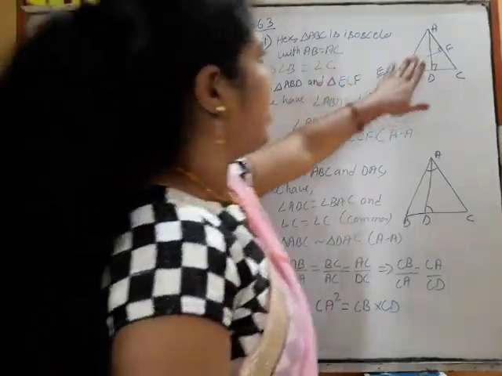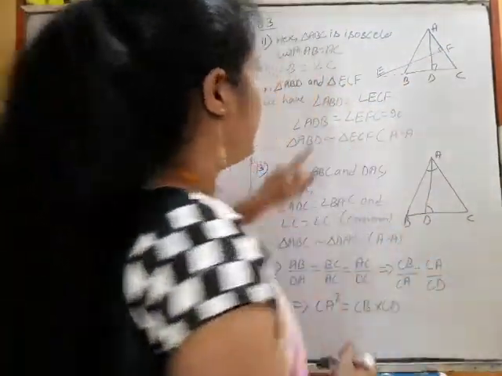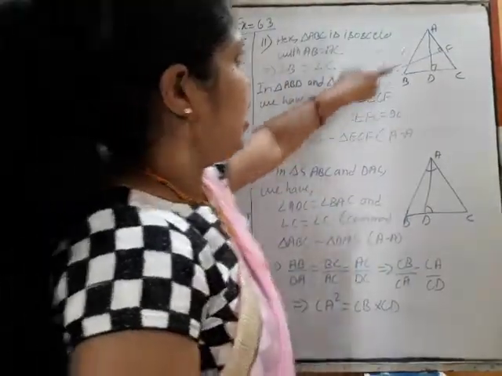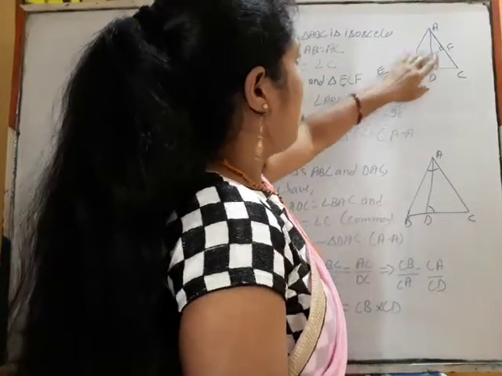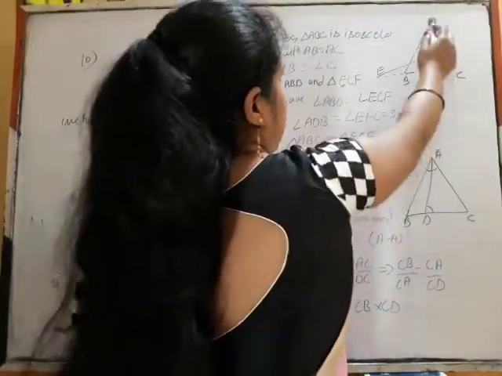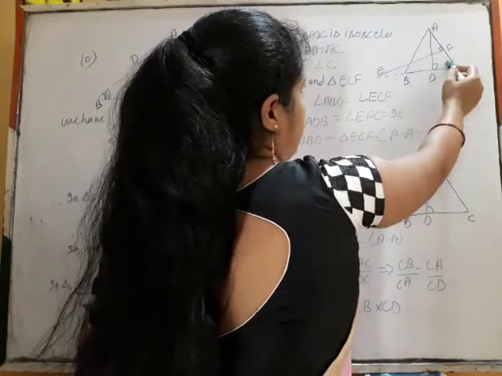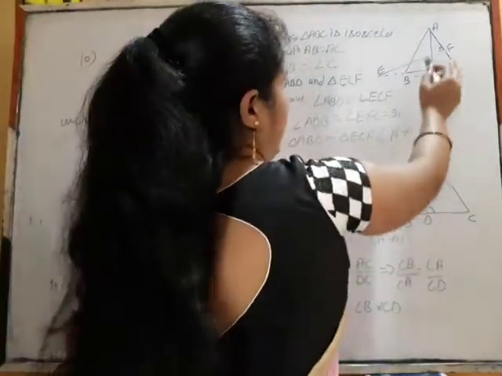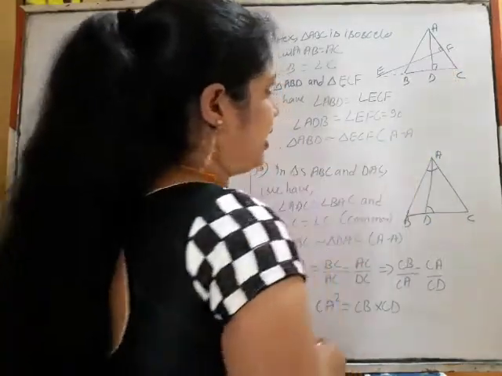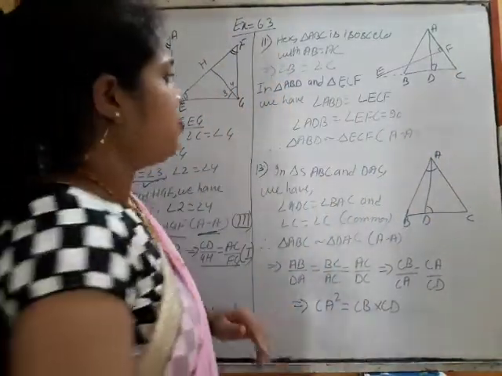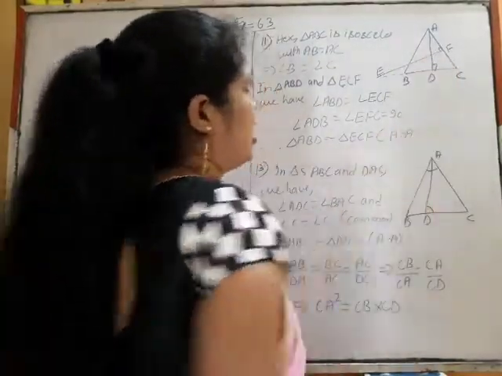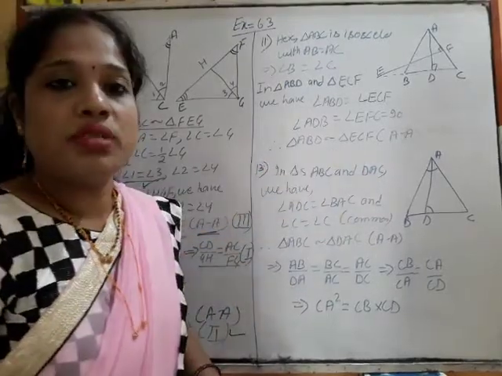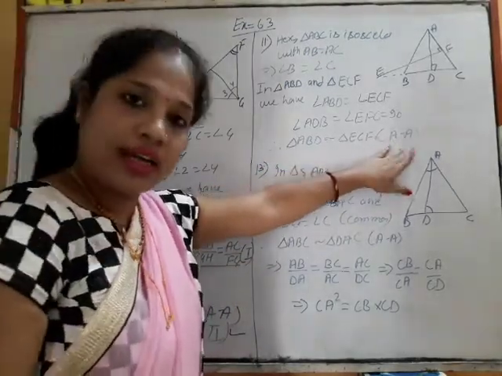Now we have triangle ABD, this smaller triangle, and ECF, this smaller triangle. Angle ADB is 90 degrees because AD is perpendicular to BC, and angle EFC is also 90 degrees. So both are 90 degrees, and the triangles become similar by angle similarity criteria.